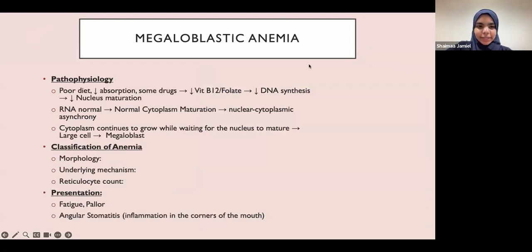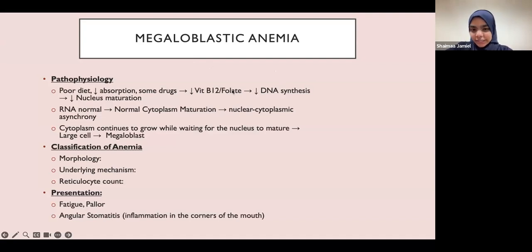So megaloblastic anemia, basically most of the time it's due to poor diet, or there's again malabsorption, or there's some drugs that do things, and you'll end up having vitamin B12 or folate deficiency. Both of them are needed for DNA synthesis. And DNA synthesis is needed for nucleus maturation, okay? So if you have normal DNA synthesis, you have normal nuclear maturation.